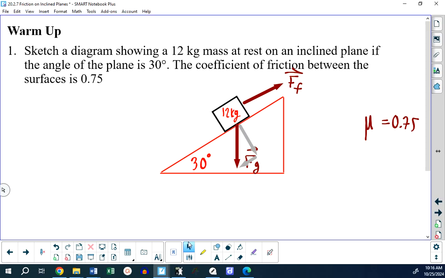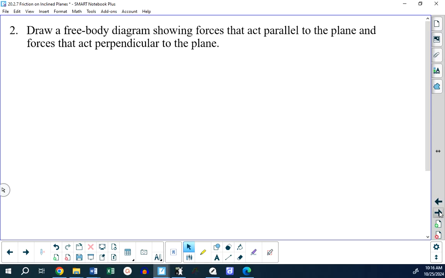So that's what we are asked to draw a free body diagram for. It says, draw a free body diagram, and this is where I stopped, and now I'm going to say, showing the forces that act parallel to the plane and the forces that act perpendicular to the plane.